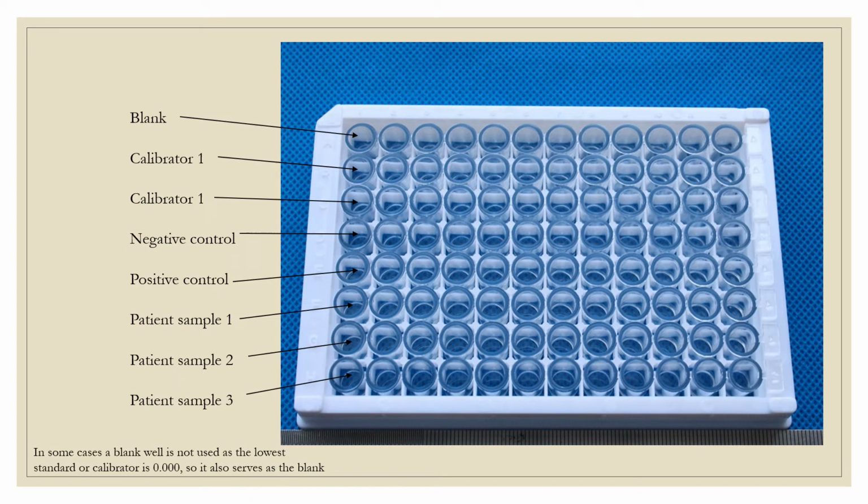So here's a picture of solid phase, or our 96 well plate, and you can see if we had several patients, you would put the blank in the upper left, and that would be A1, and then you would put the two calibrators together, because remember, we're going to run the calibrators and find the mean of the two calibrators. Then we have our negative control and positive control, and then our patients go in the wells following our controls.